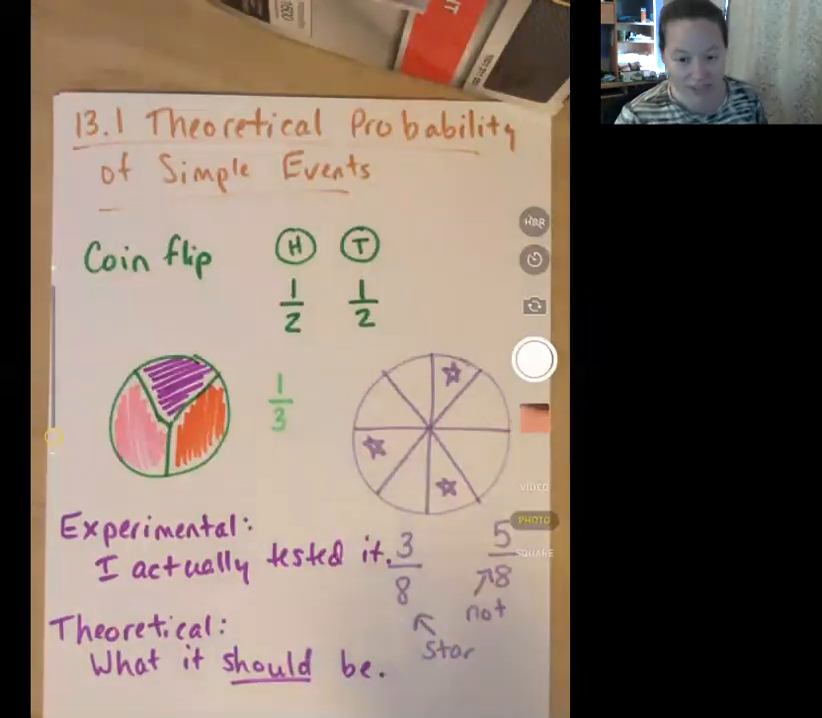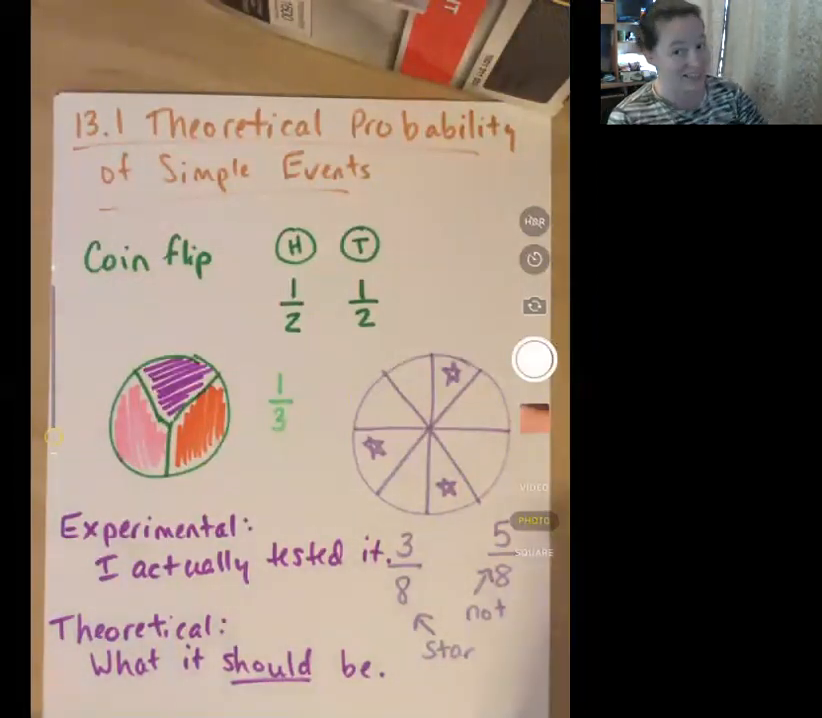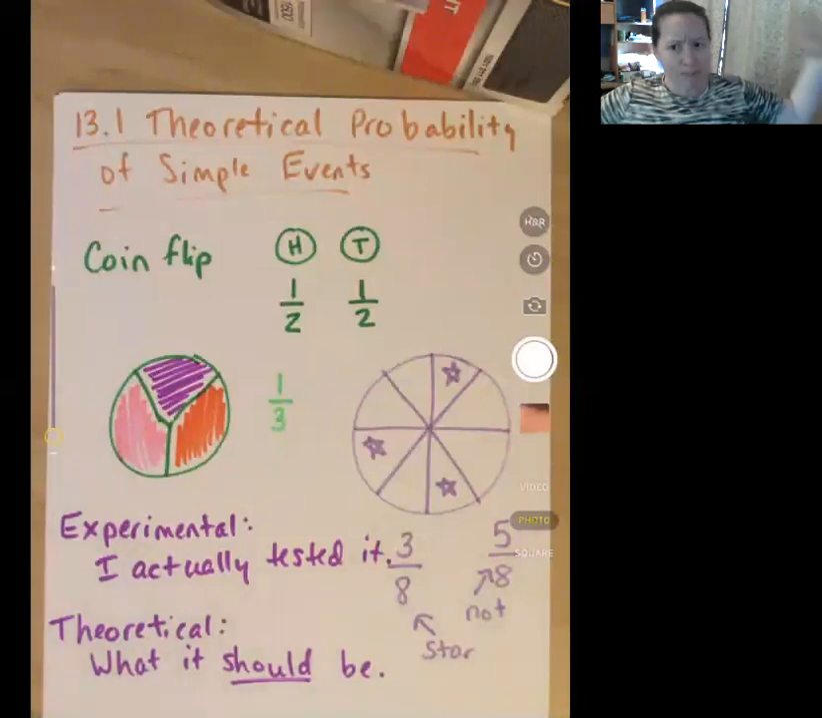So that is the difference between experimental and theoretical. Experimental is I actually tested it and this is what I got. Theoretical is this is what it should be. And this is what, if I make the sample big enough, this is what it will be.